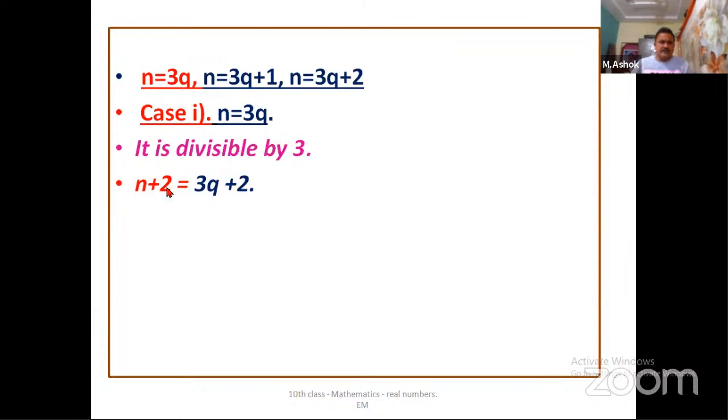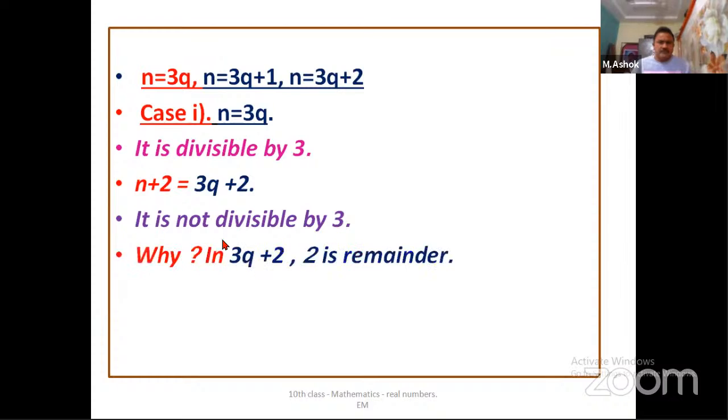Next, n plus 2 means add 2 to this 3q, so it becomes 3q plus 2. According to the division algorithm, here the remainder is 2, which means it is not divisible by 3. Why is it not divisible by 3? In 3q plus 2, 2 is the remainder.